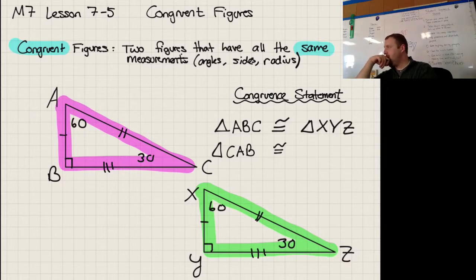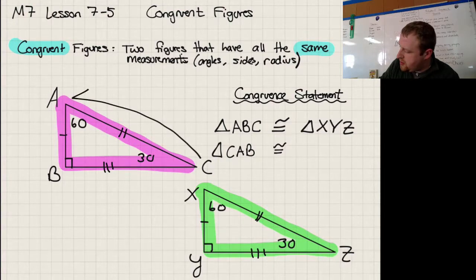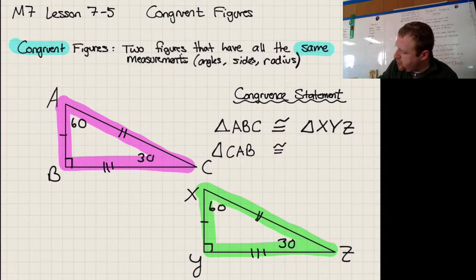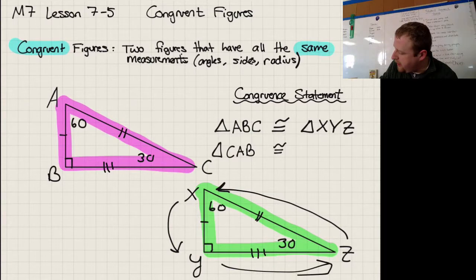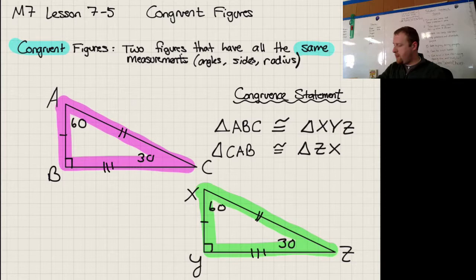Anna, do you know? Okay. Take a look at what she did there. From C to A to B and back around. So she did the same thing down here. She went Z to X, X to Y, back around. So it goes Z, X, Y. So that's correct. Z, X, Y.